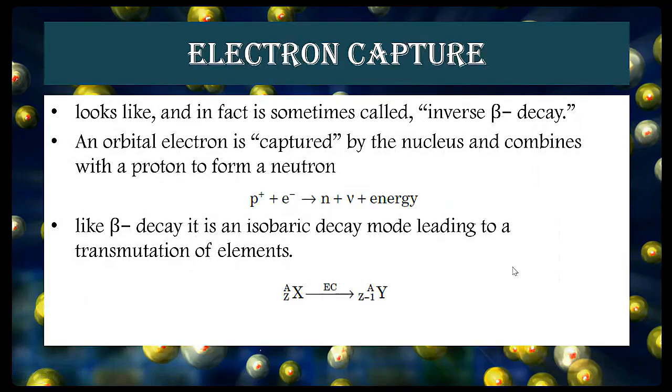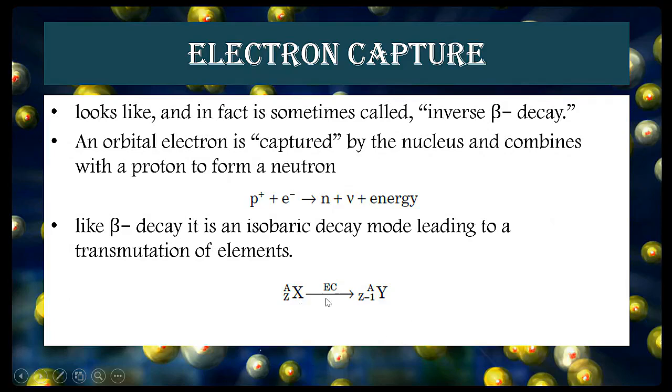Next is electron capture. Electron capture is somewhat similar to, not beta plus, but the beta minus decay, like an inverse of beta minus decay. In beta minus decay, a neutron of the nucleus emits a proton and an electron. Here, an orbiting electron will be captured by the nucleus and will combine with a proton to form a neutron and energy. So in beta minus decay, the neutron in the nucleus emits a proton and an electron, whereas in electron capture, a proton in the nucleus will capture an orbiting electron to form the neutron.